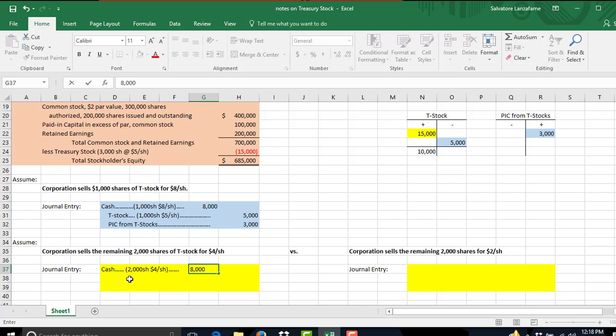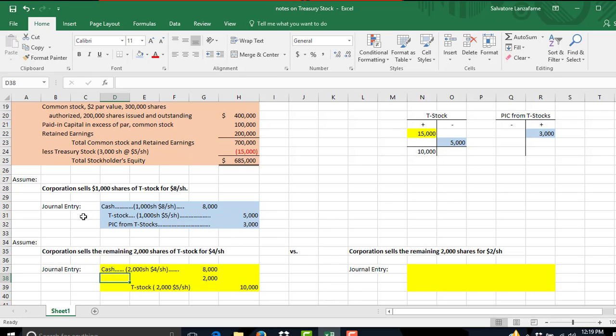I'm going to skip the PIK for a second, and let's just go to T stocks. So we're going to credit T stock. Remember, the treasury stock is going to come off the books the way it went onto the books. So the 2,000 shares are going to come off at $5 a share. So 2,000 times 5 is 10,000. Notice that right now my debits don't equal my credits. In order to get this to work, I've got to debit something for 2,000. And that something would be my PIK account.